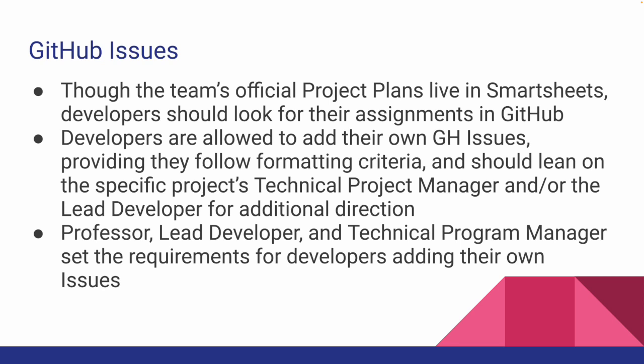Though the project plan itself lives in Smartsheet, the assignments for those tasks will belong in GitHub through GitHub issues. In the beginning of this quarter, this will not be a thing just yet, but in future sprints, developers will be empowered to add their own GitHub issues, providing they follow the formatting criteria in the issue template that will pop up automatically when you add an issue. But also lean on the specific project's technical project manager or lead developer for additional direction, just to make sure we all stay on track.